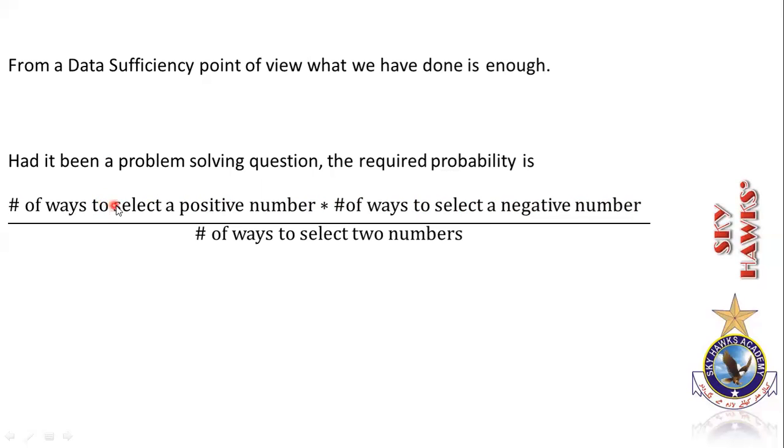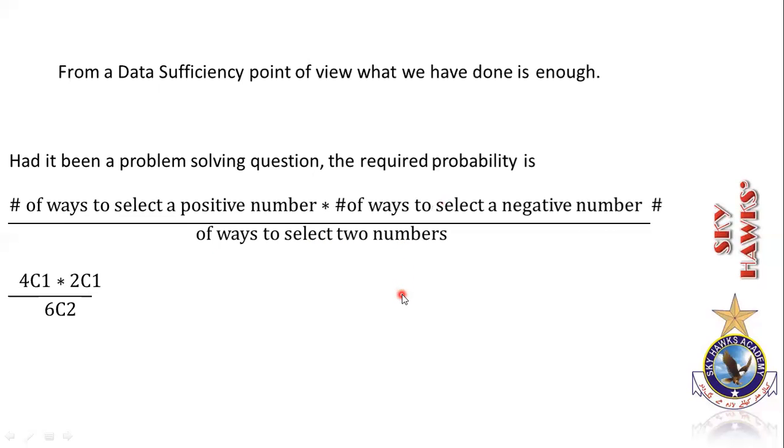So six combination one, and here we also select, since only two negative numbers are there in the set. Am I right? And the number of ways to select two numbers out of those six. Can you read this? Four combination one. This is the probability, multiplied by two combination one, over six combination two, where six are the total numbers. Let me just say it a little differently.